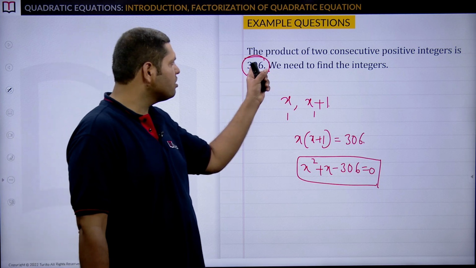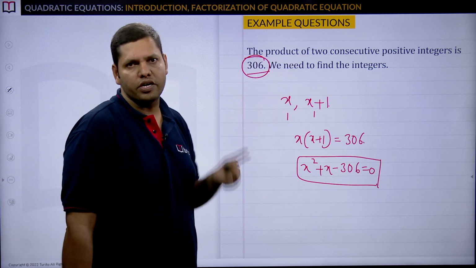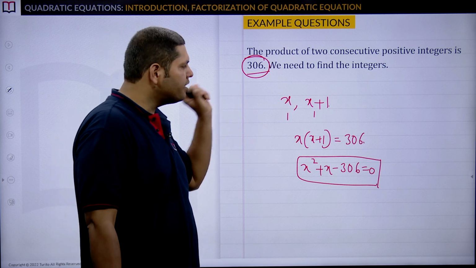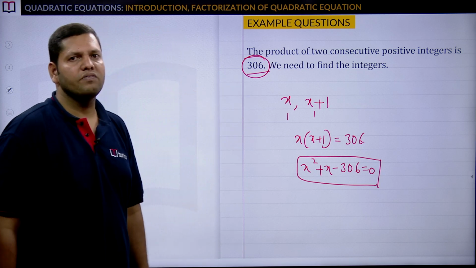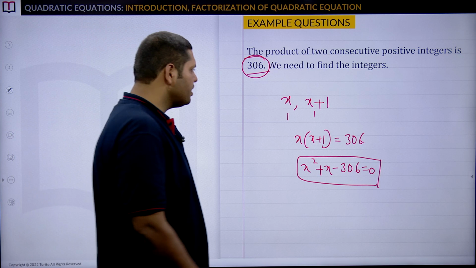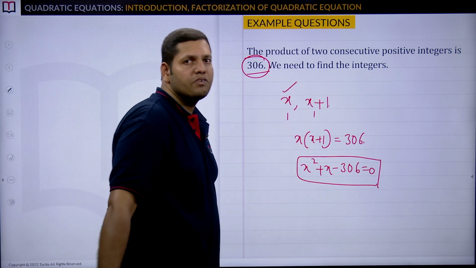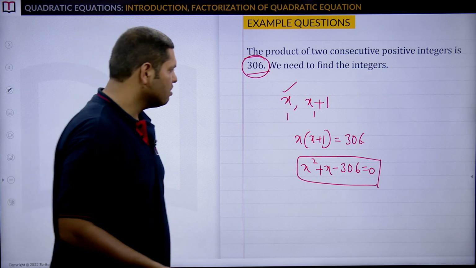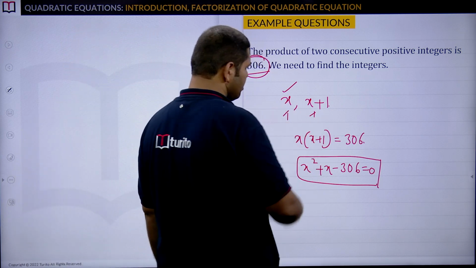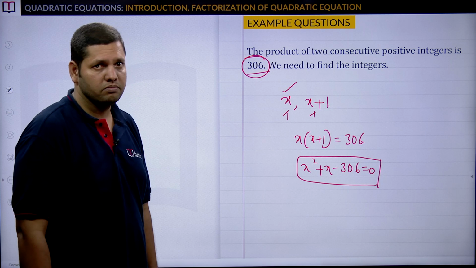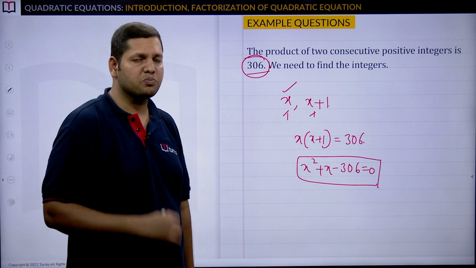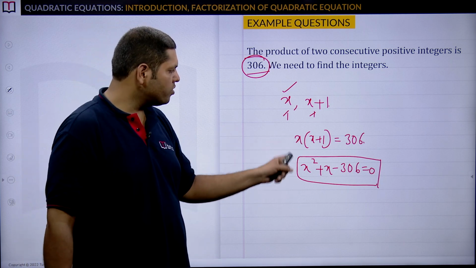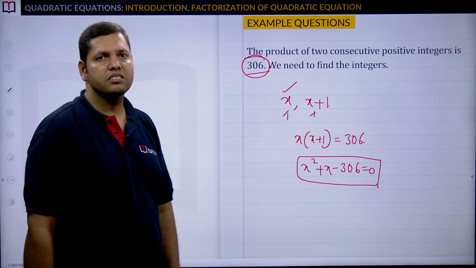So what is the question here? The product of two consecutive positive integers is 306. Then we need to find those integers. So one number I am taking as x here. The next number will be x plus 1. Product means the multiplication of the first number and the second number. So one number is x, the second number is x plus 1. So the product of these two is x square plus x minus 306 equal to 0.